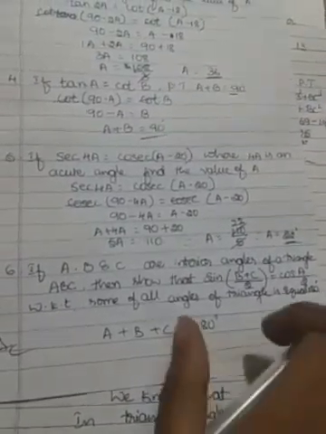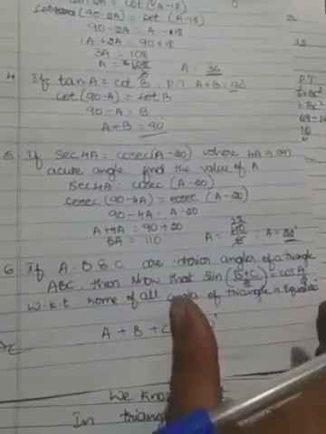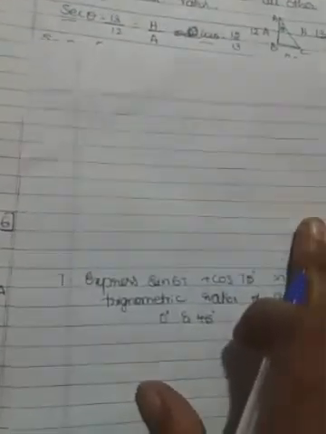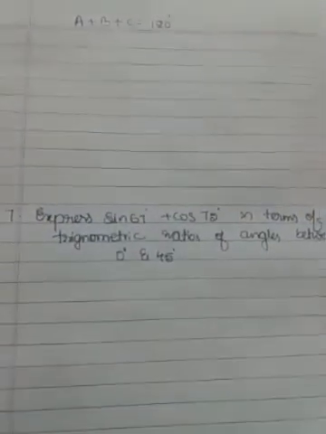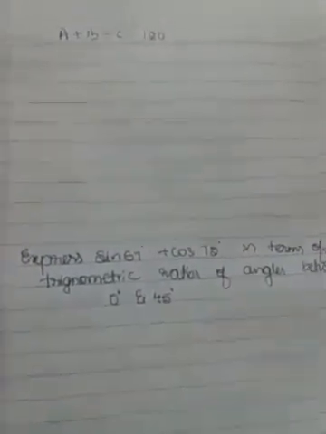A plus B plus C equal to 180 degree. So if you take A plus B plus C equal to 180 degree, divide A plus B plus C on both sides by 2. This is because they have given the sum of all the interior angles of the triangle, which should be 180 degree.